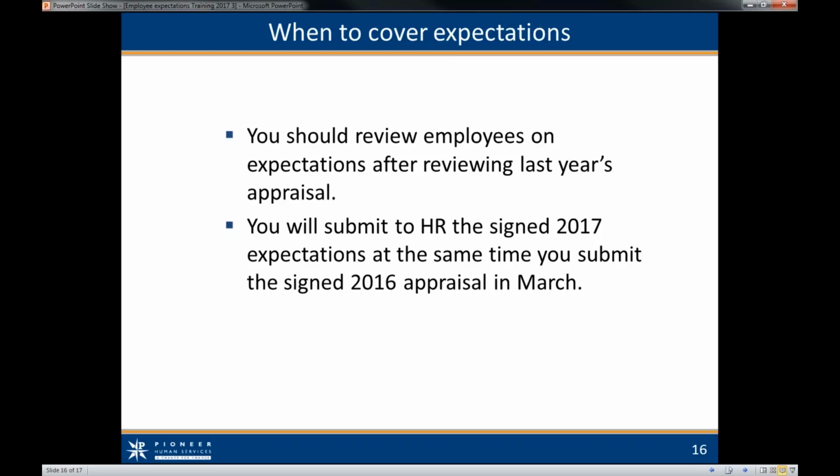HR doesn't require supervisors to review expectations prior to presenting to your employee, but you do need to check with your supervisor to see if your division has a different practice. And you will submit to HR the signed 2017 expectations at the same time you submit the signed 2016 appraisal.